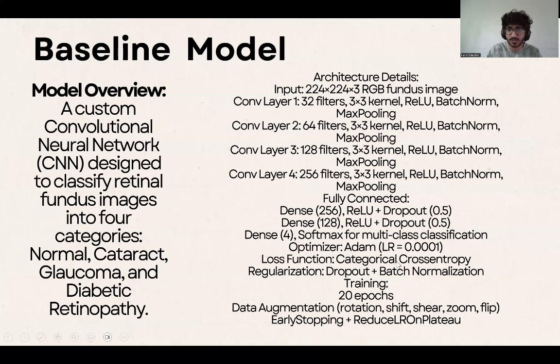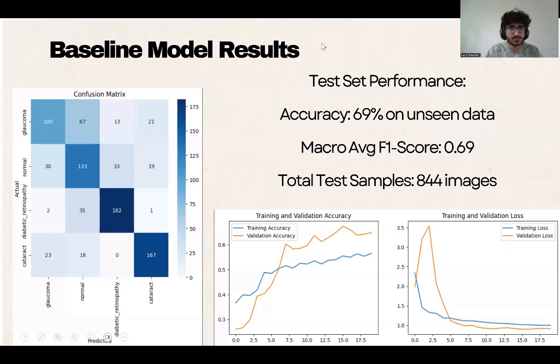We used the categorical cross entropy loss function, and regularization techniques such as dropout and batch normalization were used. Again, as I mentioned earlier, data augmentation techniques like rotation, shift, zoom, and flips were used, and early stopping and reduce learning rate callbacks were used.